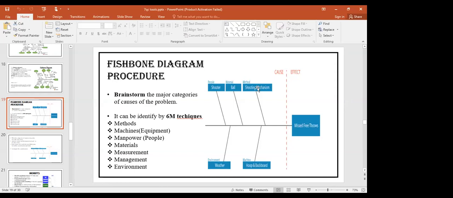So I think you can understand that. I think you are clear about how to draw the fishbone diagram and where you want to write the causes and where you want to put the effects. I think it will be clear for you.